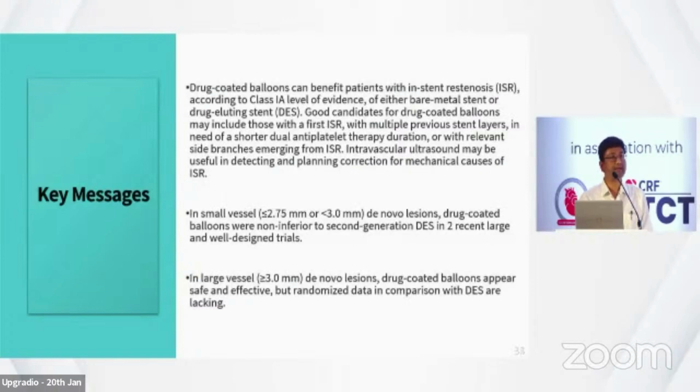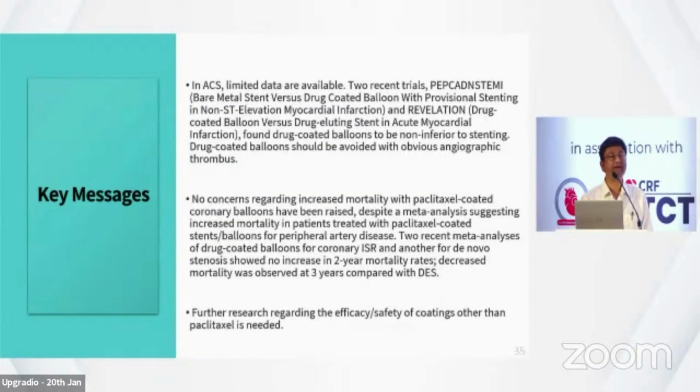And the class 1 indication is ISR, particularly DES ISR. Another indication is bifurcation, followed by small vessel, and the expanding indications are diabetic patients, and of course long lesions and the ACS situation. I can say it is early to say whether the DEB should be used or not.